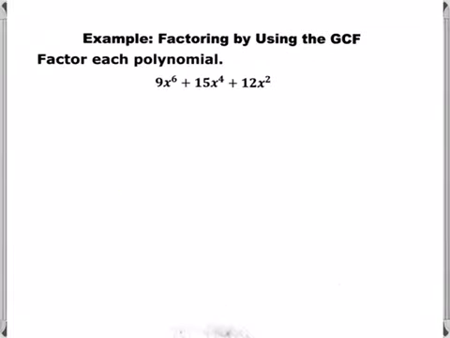Let's try another one. We're looking for our GCF first. So for the GCF, we've got 9, 15, and 12. Well, I know that they all have 3 in common. x to the 6th, x to the 4th, and x squared have x squared in common.